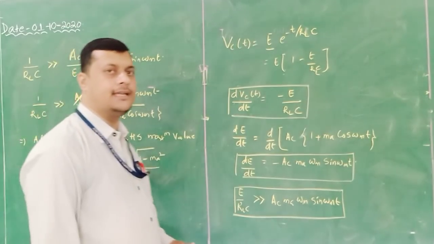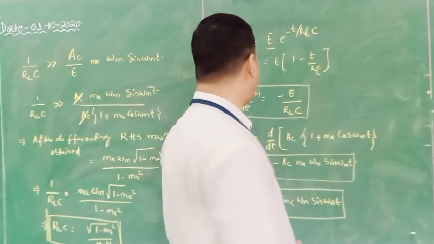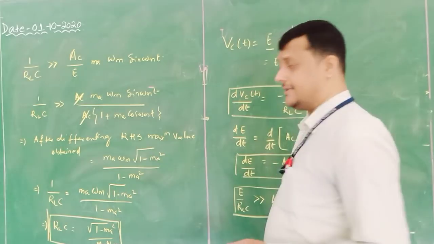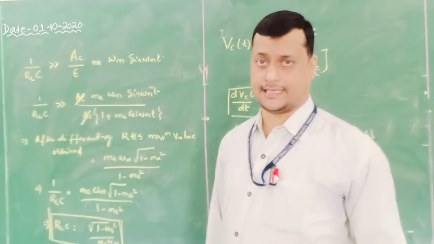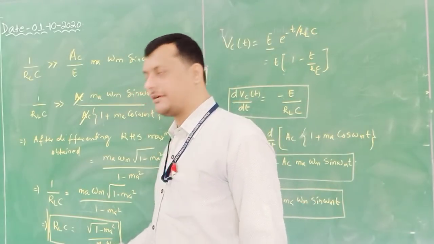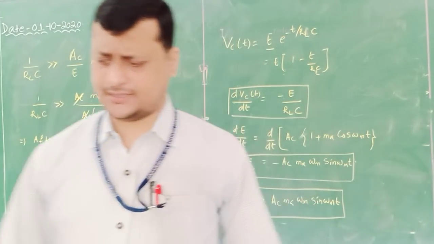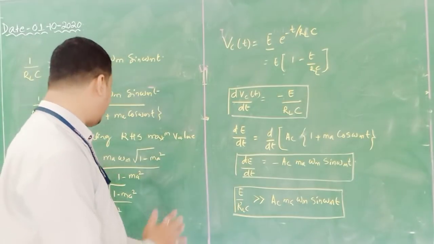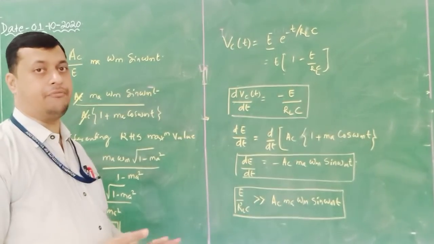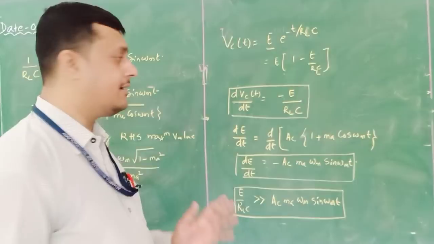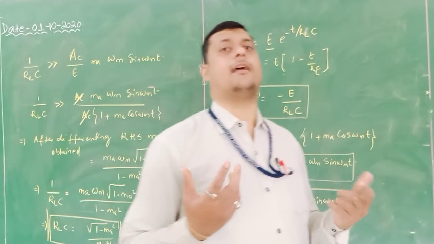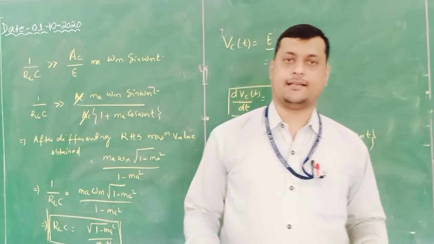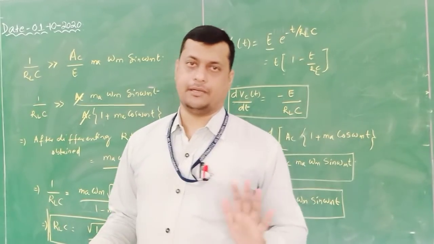So this is the relationship between the time constant and the modulation index present in our modulated signal, as well as the modulating frequency. With the help of these relations, we can identify the modulation index if we know the time constant. These are the relations which will help us identify the modulating signal if we are using envelope detection.